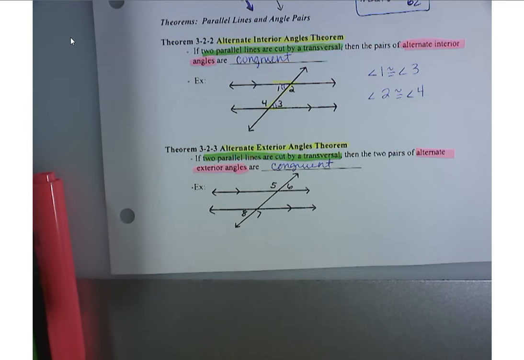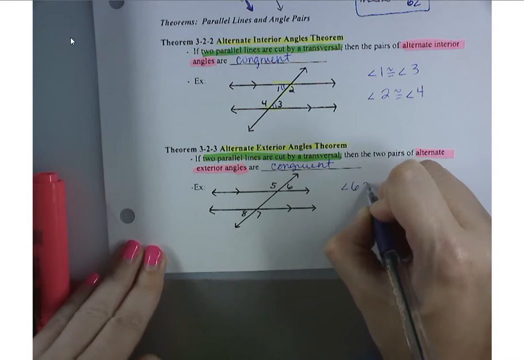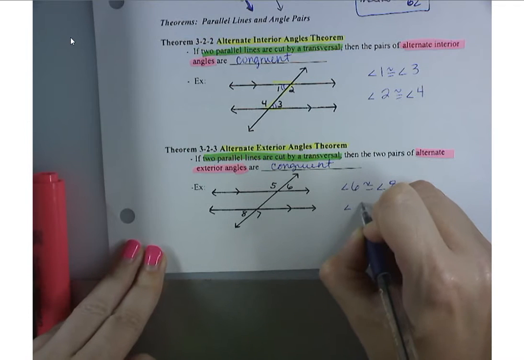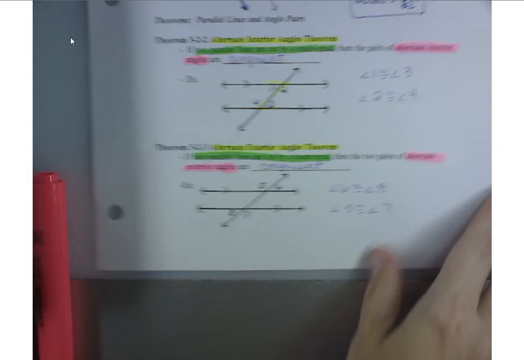Okay, so Madison J, give me two pairs of alternate exterior angles that are congruent. 7 and 5. No. Oh, Madison J's. Go ahead, sorry, Madison. 6 and 8. Okay, and what's the other one? 7 and 5. Yeah, so 6 is congruent to 8. Perfect. All right, let's flip it over.